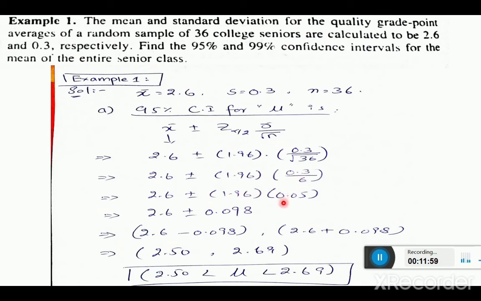Now 0.05 multiplied by 1.96 gives 0.098. Again you will have two digits and two operations, plus and minus. Minus with both digits leads to the lower limit, and plus leads to the upper limit. It means the population parameter, average mu, has a value from 2.50 up to 2.69. Hope inshallah a bit of the idea will be clear.